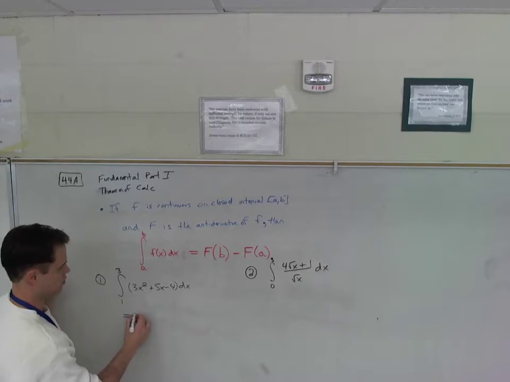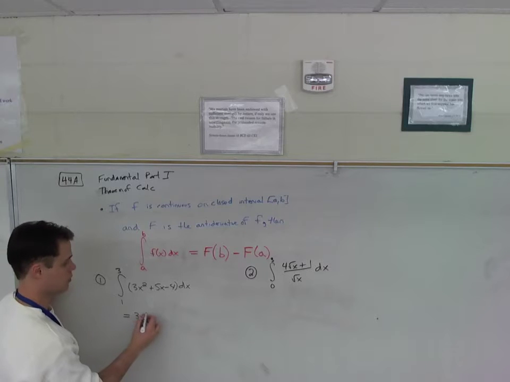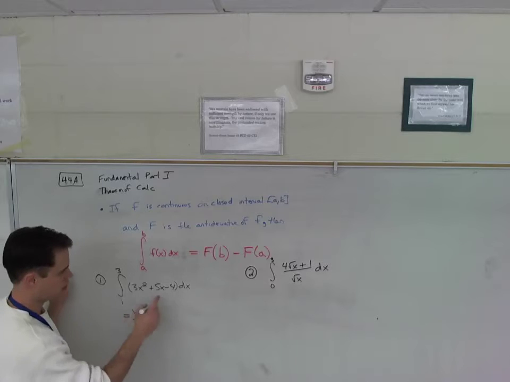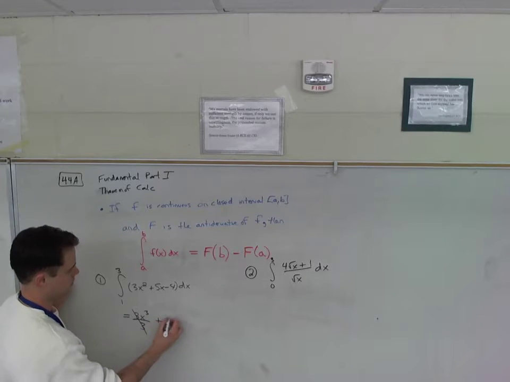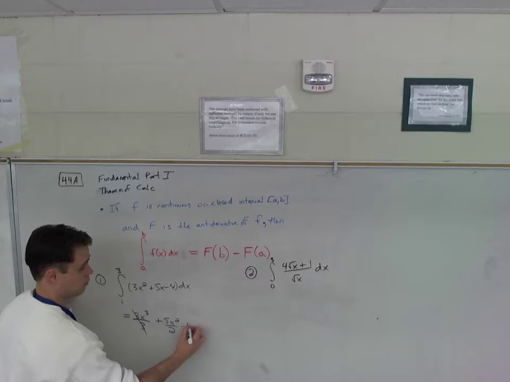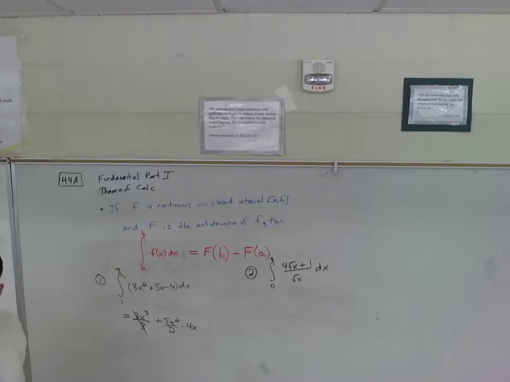What's this? 3x over 3, it'd just be x. And then here, 5x squared over 2 is 5 halves, minus 4x. Do we need plus C? No, not for this, because you're plugging in.